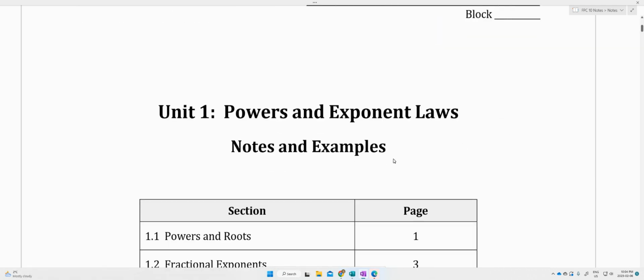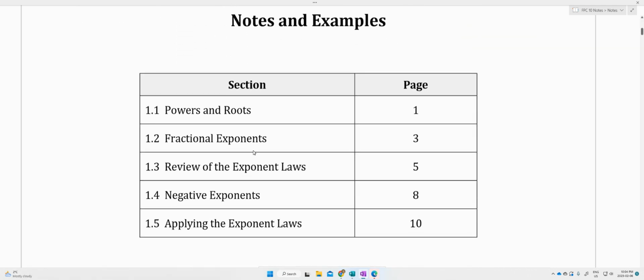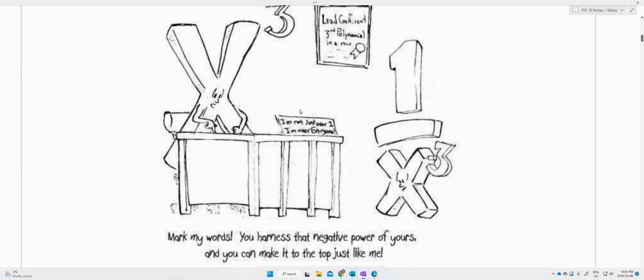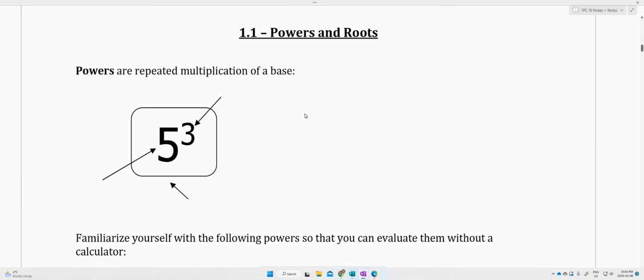So just to review what we're going to be going into here, we have 5 sections total. This will be Unit Section 1.1, our first set of notes on powers and roots. So let's get right into it.